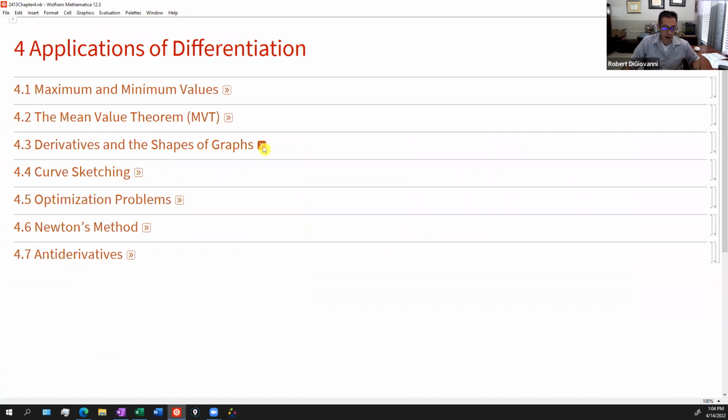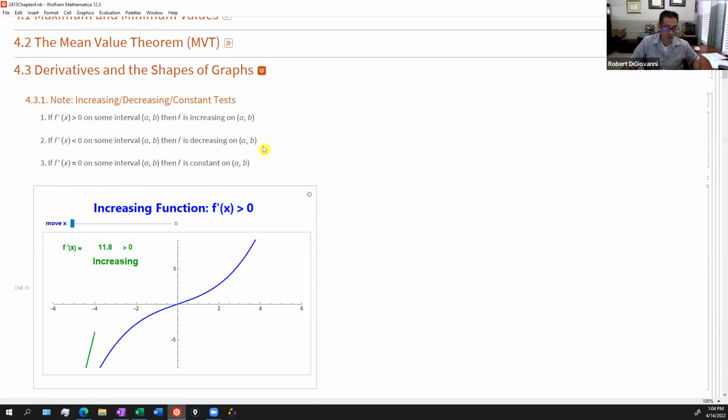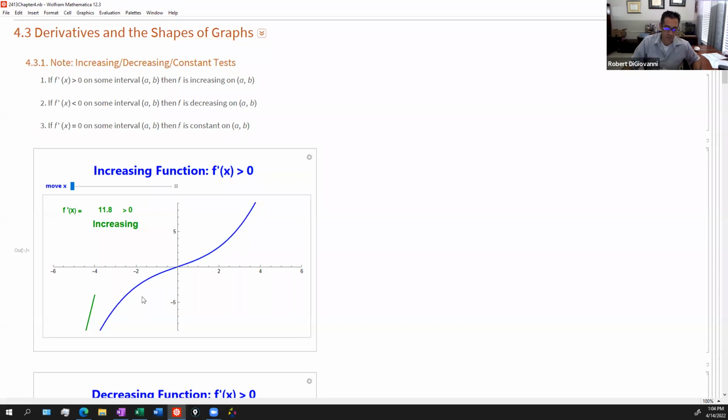So derivatives in the shapes of graphs. First definition, a function. We've already talked about what it means for a function to be increasing. Increasing means that if you were to be walking along this function from left to right, that you'd be going up. So I hope everyone would agree that this function here in blue is increasing. It's always going up as you go from left to right. But I want you to take a look at the slope of the tangent line at every point on this graph. Do y'all see that no matter where I am on this graph, the slope of the tangent line is positive?